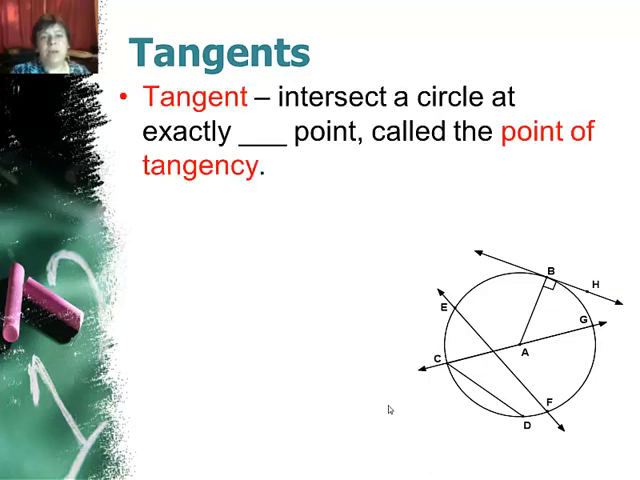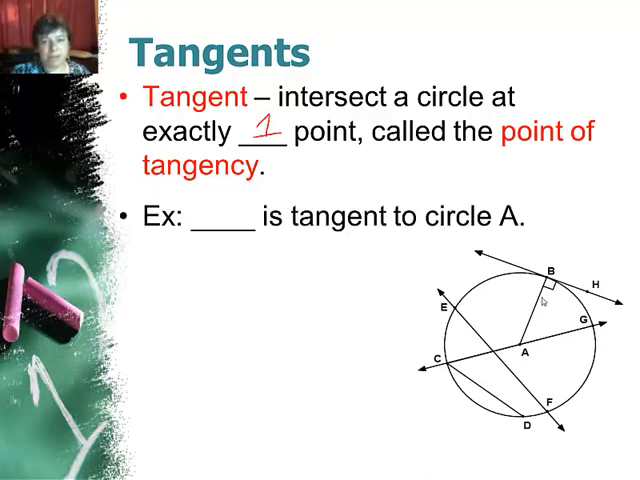Tangents. Now, a tangent is a line that intersects a circle at exactly 1 point called the point of tangency. So in this example here, this line BH is tangent to circle A. So you can see how it just barely touches at 1 point.